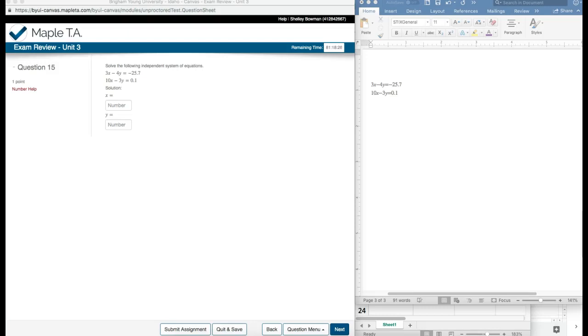Maple TA Exam Review Unit 3 Question number 15. Solve the following independent system of equations. In this one they've told us that it's independent, and that means that I will come up with a solution. So that was nice, and I see here that we have fractions or decimals.